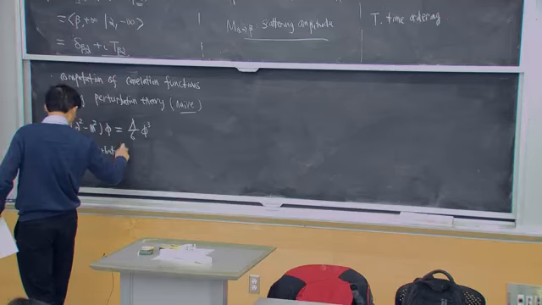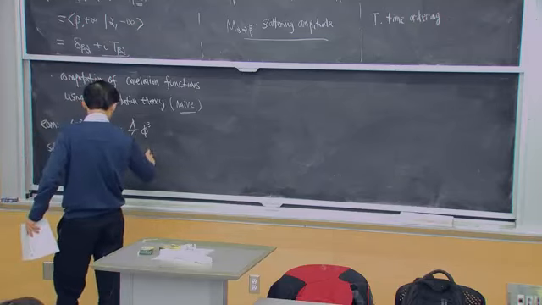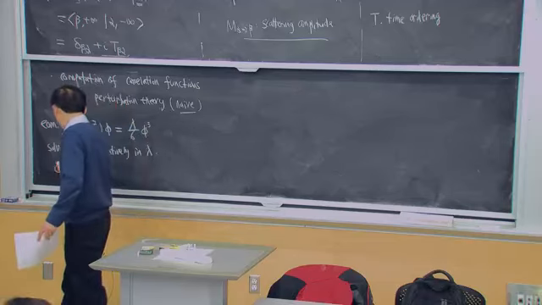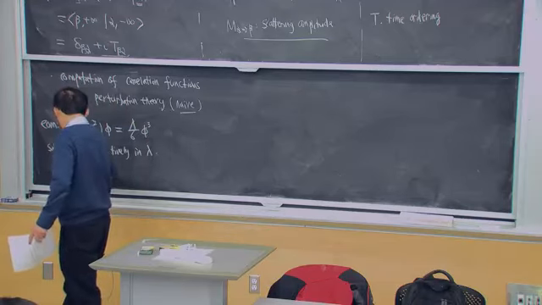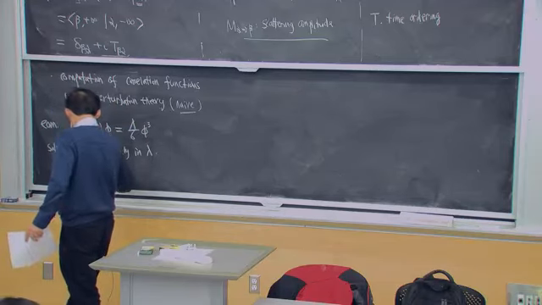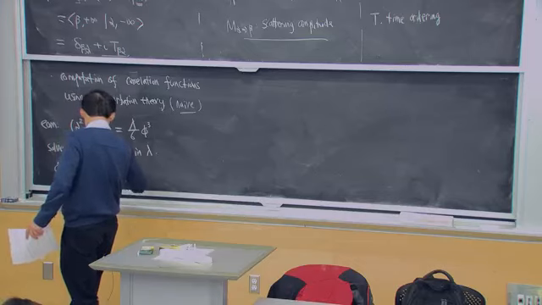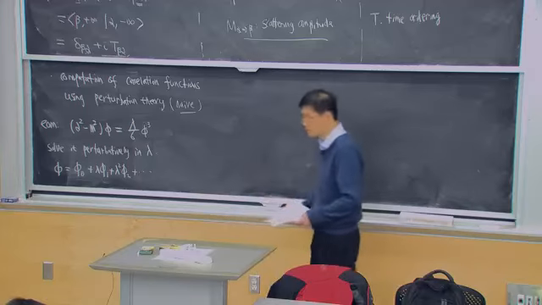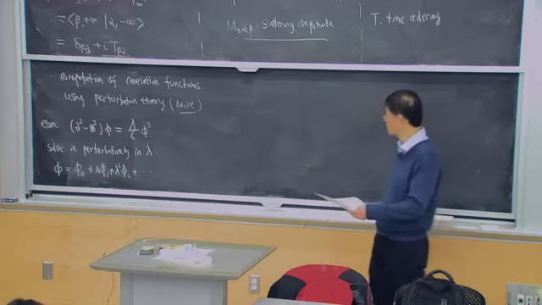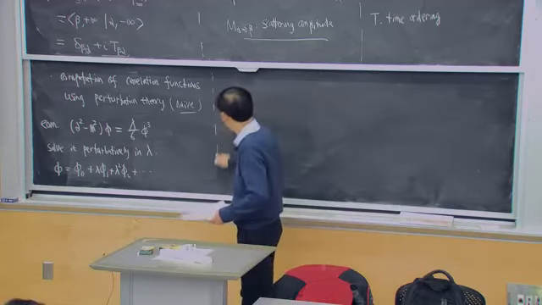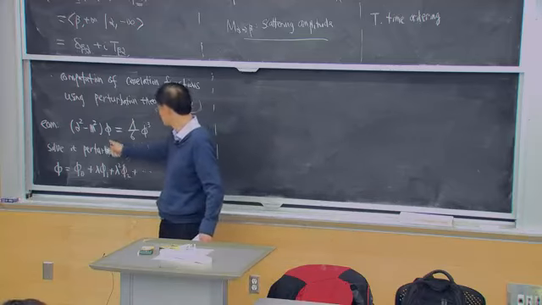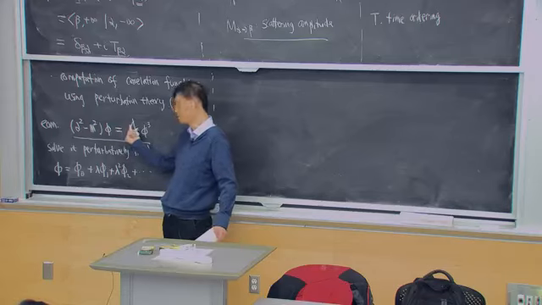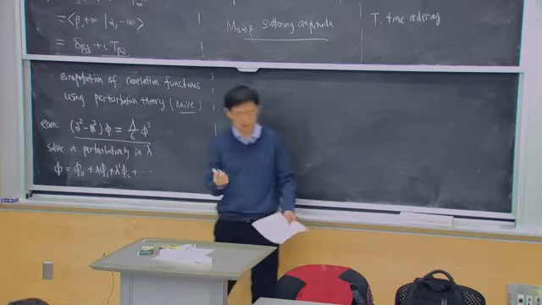So the way we do it is the following. We write phi equal to phi 0 plus lambda phi 1 plus lambda squared phi 2, etc. Lambda is a small number, so you imagine you expand phi in a power series of lambda. Then you just plug this power series into this equation, and you equate the two sides with the same power of lambda.